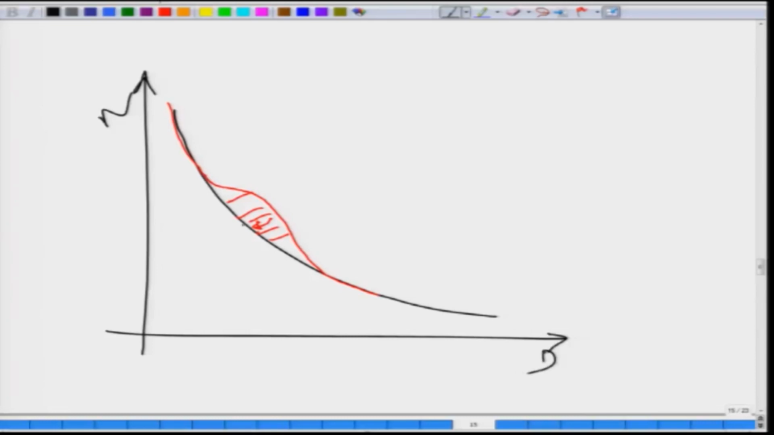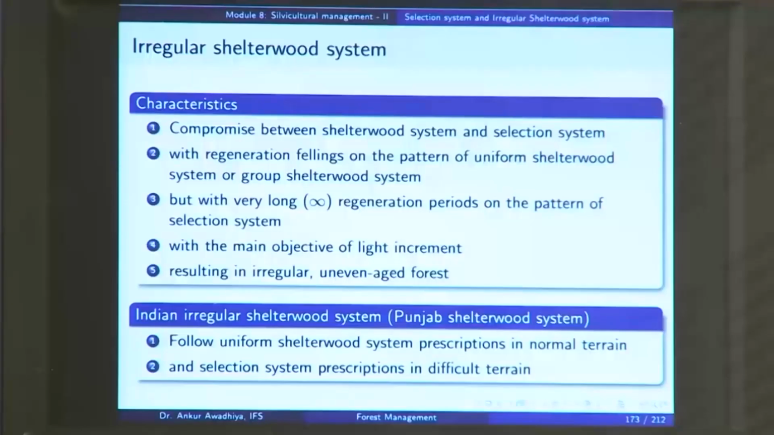you will not do that. You will let your forest show this irregular nature, and you will manage it in such a way that this irregular curve is not just preserved, but it is also propagated for perpetuity. So, how do you do that? First of all, let us have a look at the characteristics of this system.